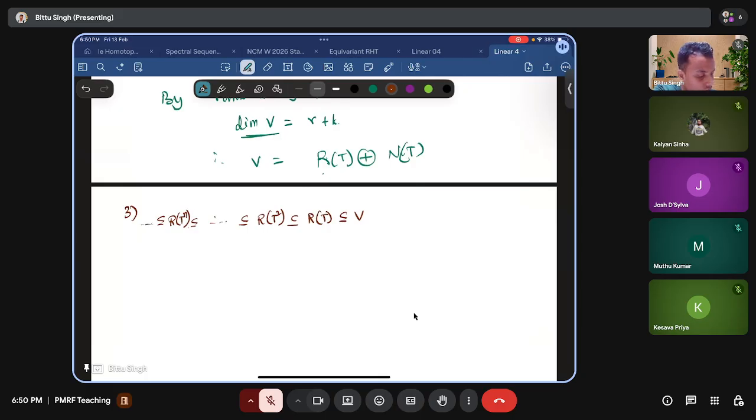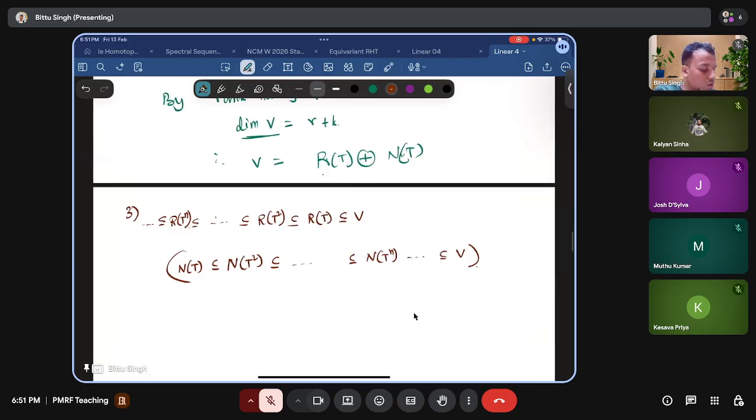In the dual part, we also see this kind of thing, that is null space of T containing null space of T square. So it will be the opposite kind of inclusion. All are subspaces of V. So this is not needed, but a fact.